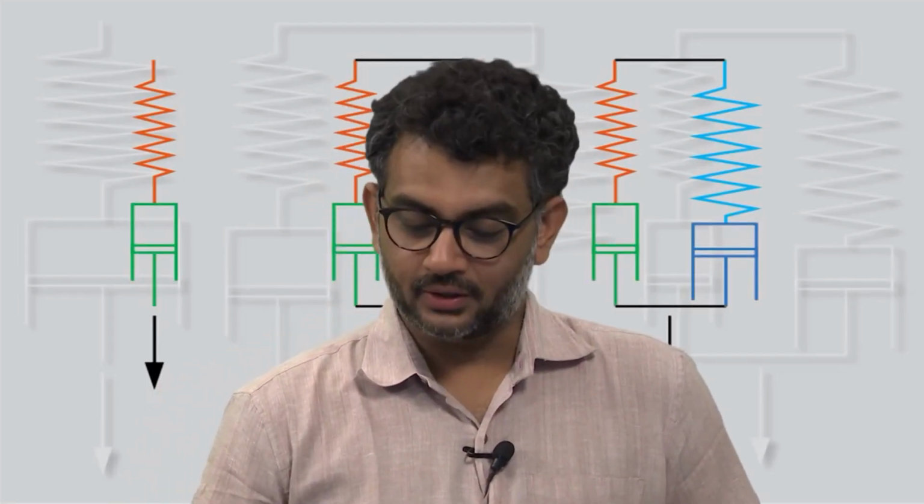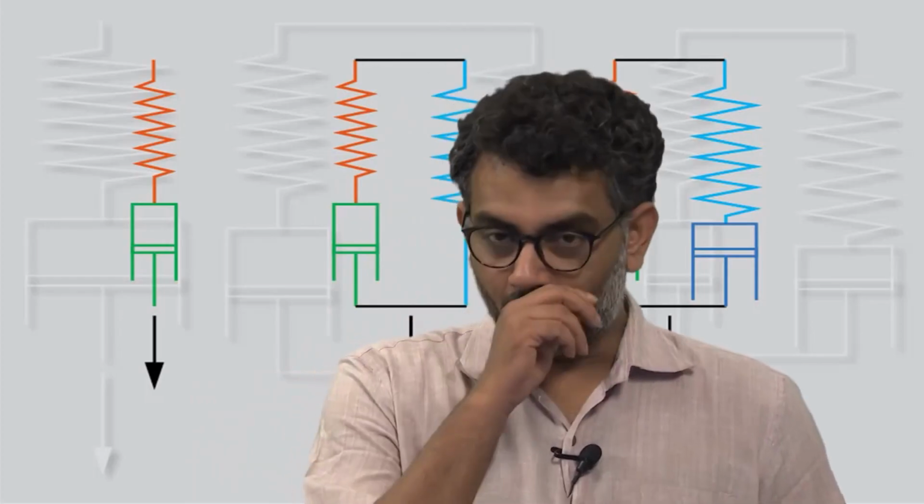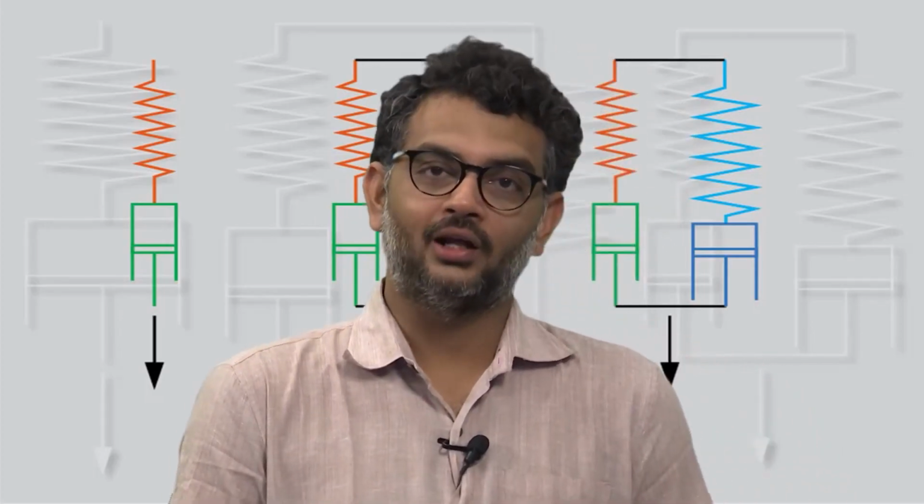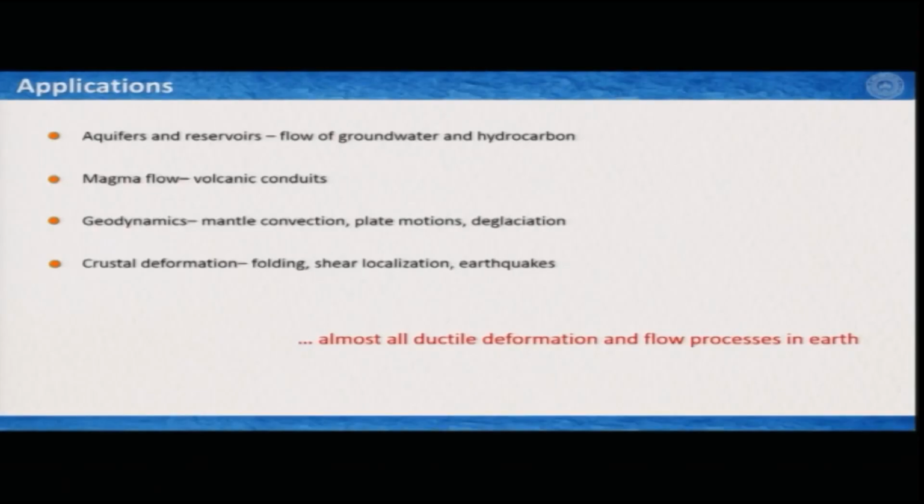So, we start with first the viscoelastic rheology, but before that let us have a look at what are the different applications of this combined rheology. So, in aquifers and reservoirs, so flow of groundwater and hydrocarbons, to understand their flow behavior, flow mechanisms, it is important that we use a complex rheology or combined rheology there. Magma flow in volcanic conduits, that also requires complex rheology to explain the flow mechanisms. In geodynamics, there is mantle convection, plate motions, the deglaciation phenomena, all these are explained by complex rheology.